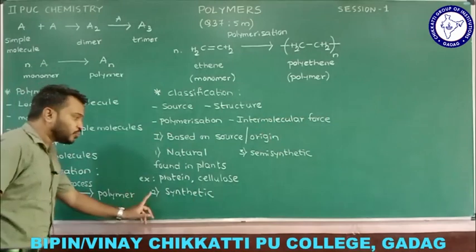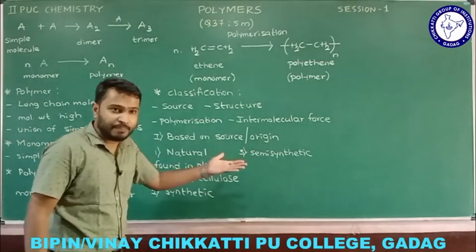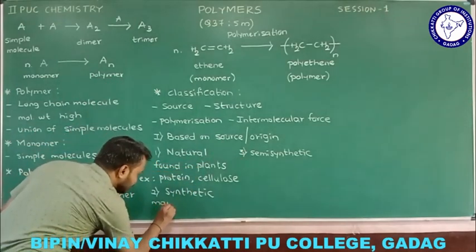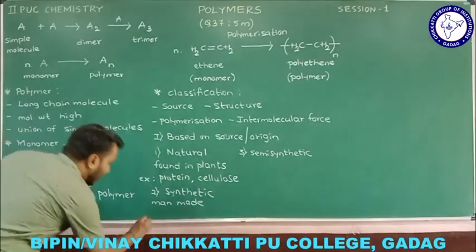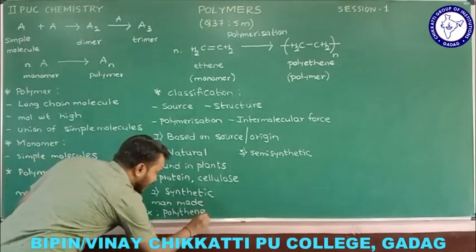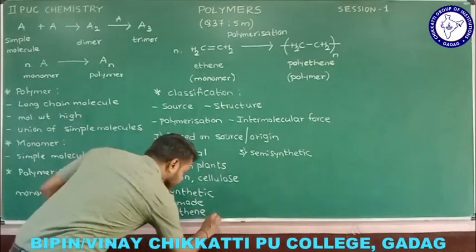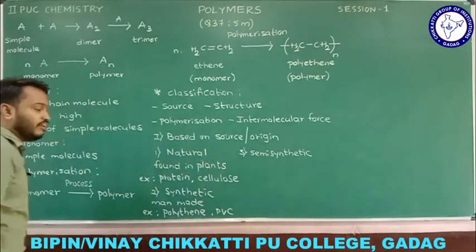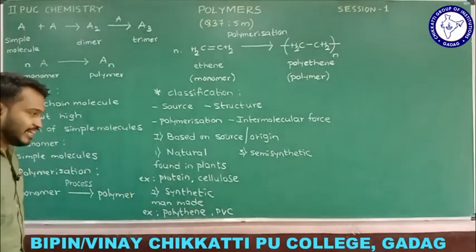The second one is the synthetic polymer, and one can easily guess, synthetic means artificially prepared or man-made polymers. These we call synthetic polymers. An example I am going to consider is polyethylene. I explained how polyethylene is formed. So polyethylene is the best example of an artificially prepared or synthetic polymer. PVC also I can consider, I hope you can guess, polyvinyl chloride. So PVC and polyethylene are man-made polymers, therefore we call them synthetic polymers.